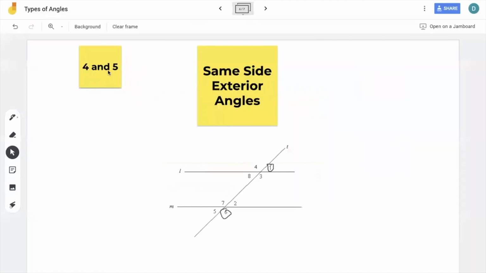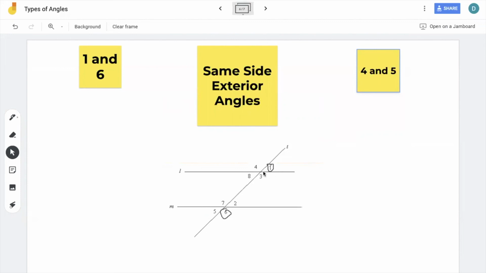Like so. So you may be saying, oh, what's so special about same side exterior angles? Well, notice what's different from before is that these are not the same length. So what can we do about this?